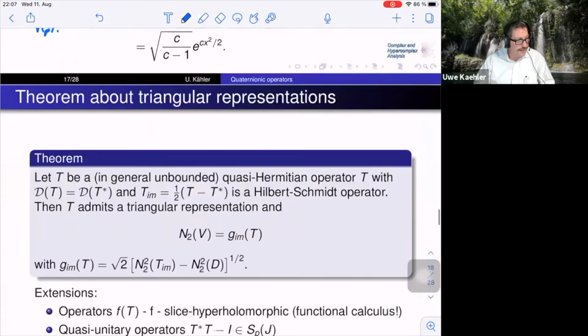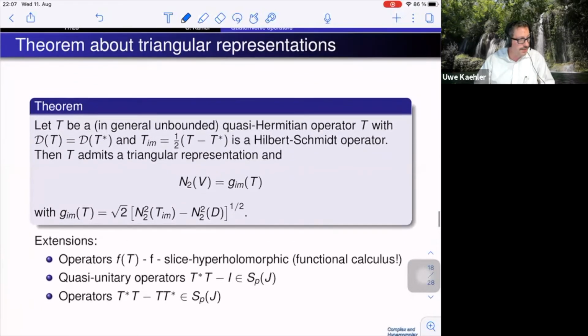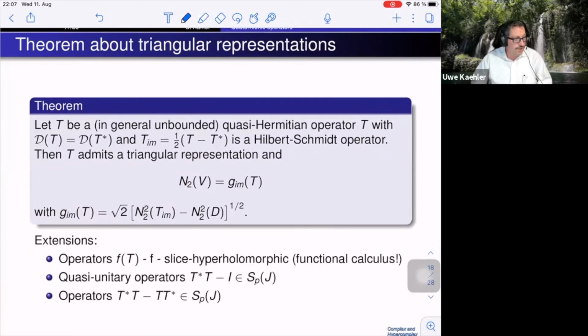So that allows us to get the following theorem about a triangular representation: if you have T as a generally unbounded quasi-Hermitian operator, of course, the usual standard thing is that the domain of T and T star is the same. And we additionally impose that the difference, the imaginary part, is a Hilbert-Schmidt operator. Then we can simply say that T admits a triangular representation, and the Hilbert-Schmidt norm of the nilpotent part is given by that term down here.